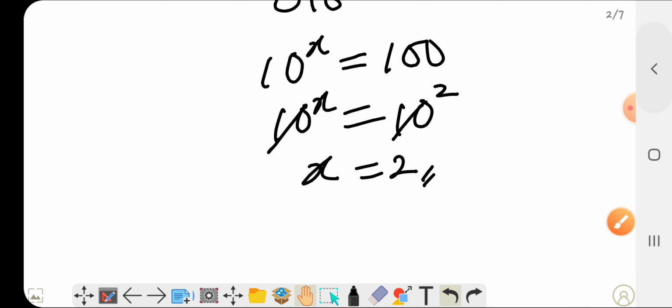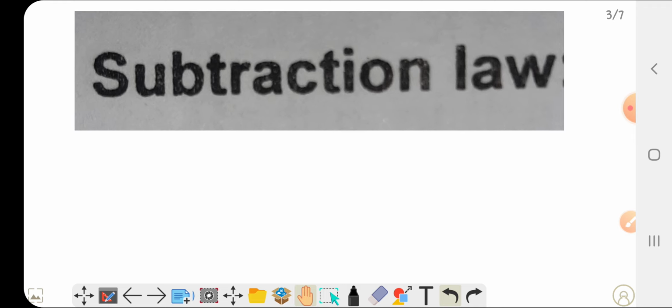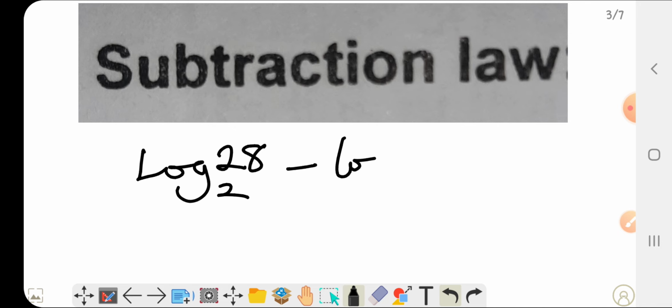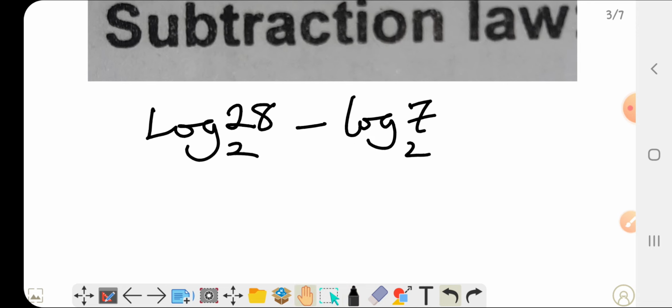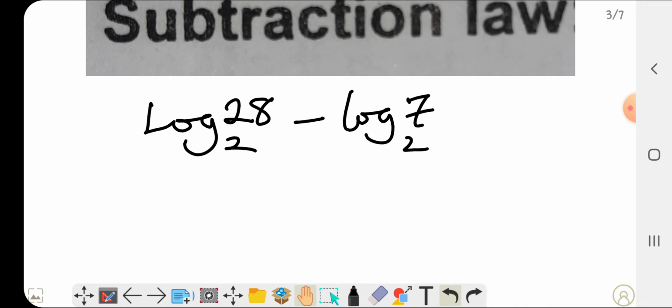So let us look at the subtraction law. For this subtraction law, let's see an example. We could have log 28 base 2 minus log 7 base 2. It is almost the same thing as the addition. You check if the bases are the same. They are the same, 2 and 2. Then you pick one of them out and write log base 2.